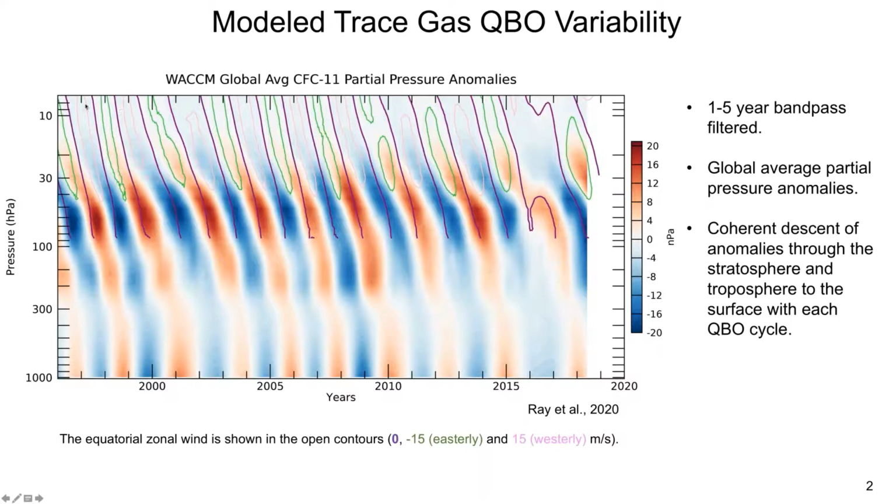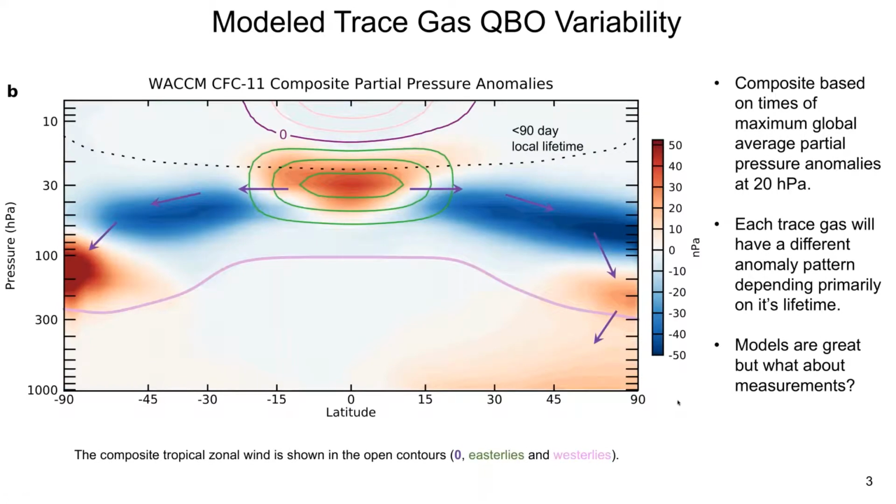So what we have on this plot is model output of CFC11 partial pressure anomalies. They're global averages at each level here, and then at each month. So this is height versus time. And you can see the different colors are the anomalies propagating from the middle stratosphere all the way down to the surface. And they correspond with every QBO cycle. These are the QBO winds here in these colors. So every one in the model propagates clearly all the way down to the surface. Okay, coherent descent. This is work that's been published previously.